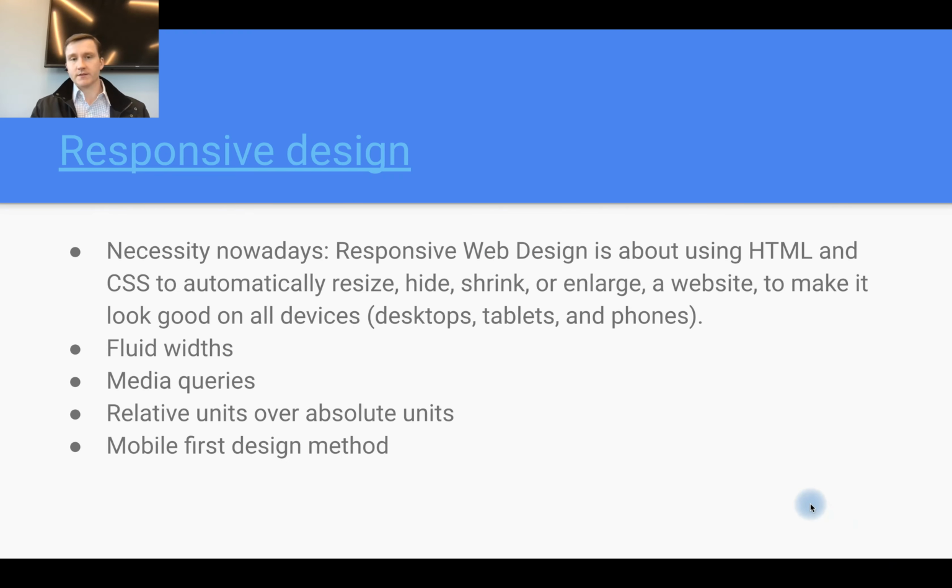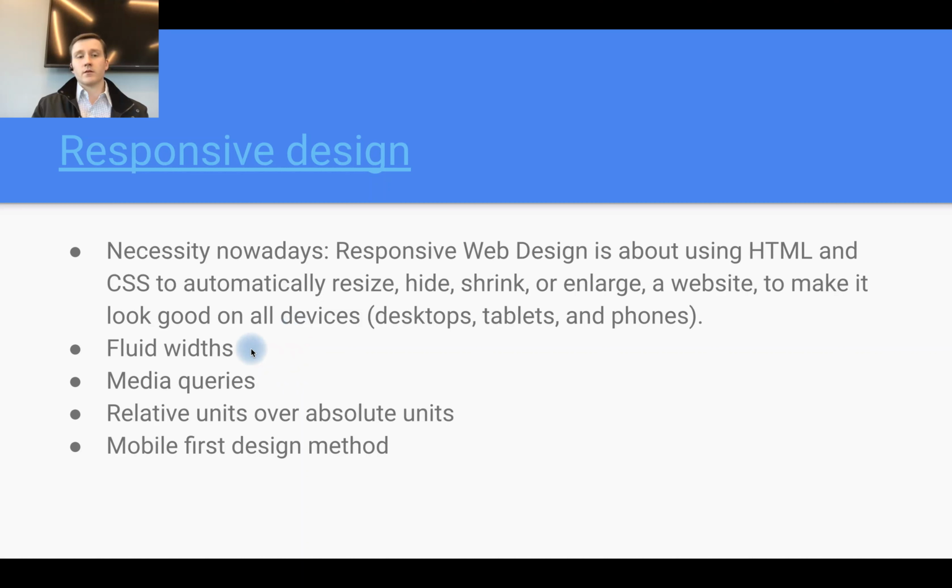Last week we talked about responsive design, right? So necessity nowadays requires a responsive web design, and we want to use CSS to automatically shrink and resize the content on our site to make it look good on different devices. So those devices are desktops, tablets, and phones. We specifically looked at using relative units last week. So we have the viewport width, the viewport height. We also have percentage that we can use for relative design, and then we have our fixed units, right? So those would be pixels.